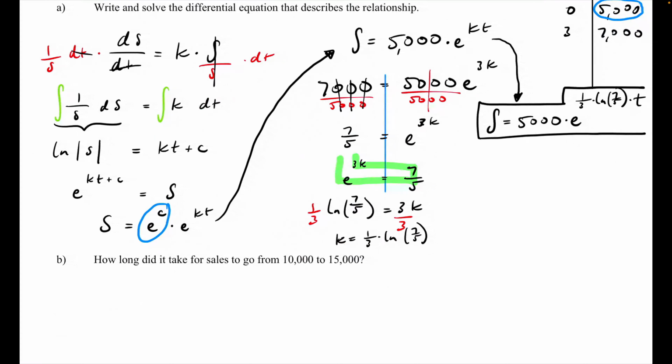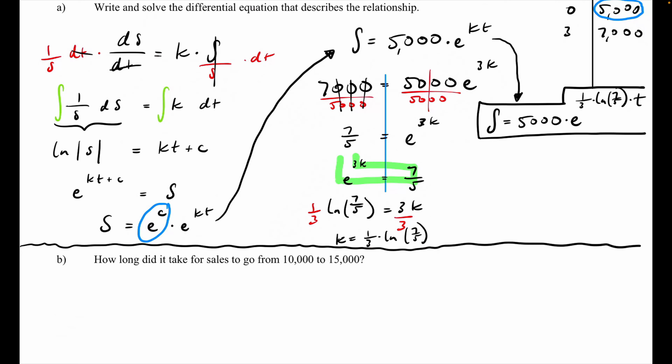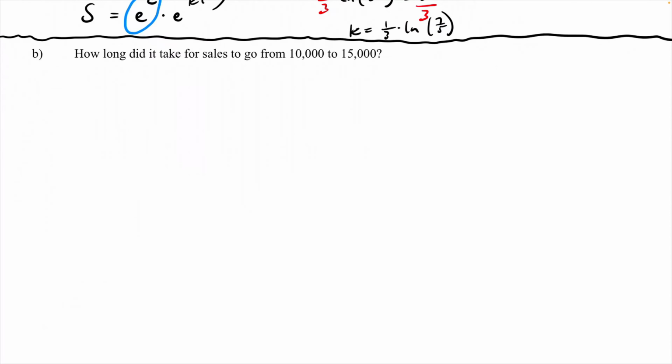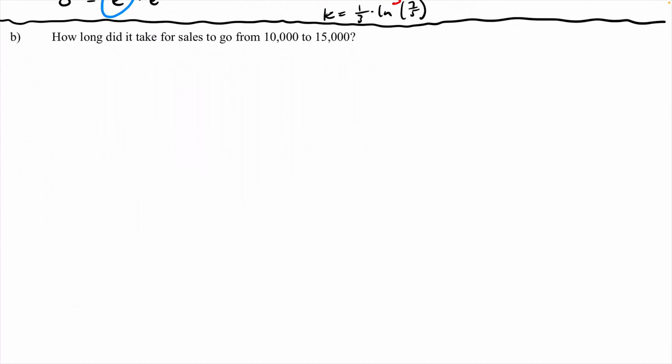Okay, so now B. B says, how long did it take for sales to go from 10,000 to 15,000? Okay, so let me bring my table down. Same table. So from earlier, we had 0, 5,000. Then we had 3, 7,500. So where are 10,000 and 15,000 going to go? In the S column.